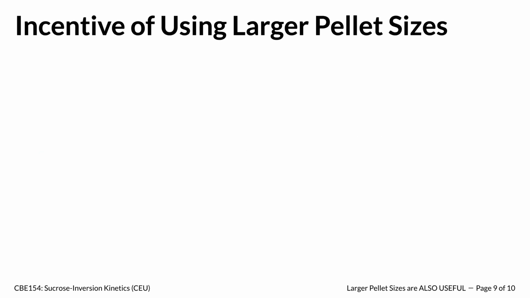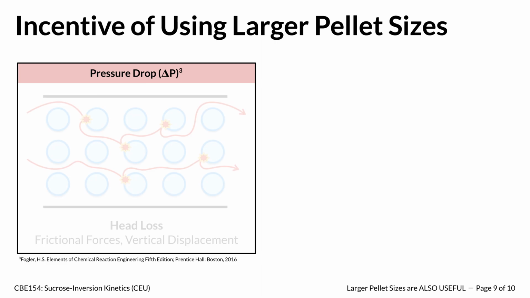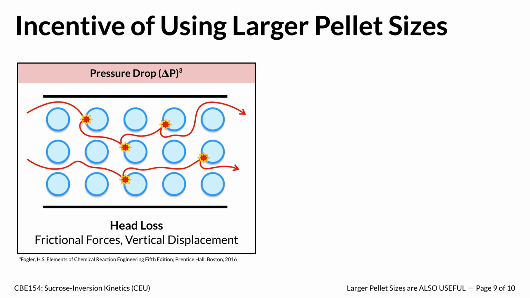In reality, it is not always certain that smaller pellets are most optimal to use, and we should also reconsider the merits of using a large catalyst pellet. In order to do this, we must first understand the Ergun equation, an equation that represents the relationship between pressure drop and fluid flow in fluidized or packed beds. When the fluid flows through a PBR, frictional forces and increased vertical position, because usually PBRs are vertical, cause head loss, and this ultimately decreases the pressure of the fluid.